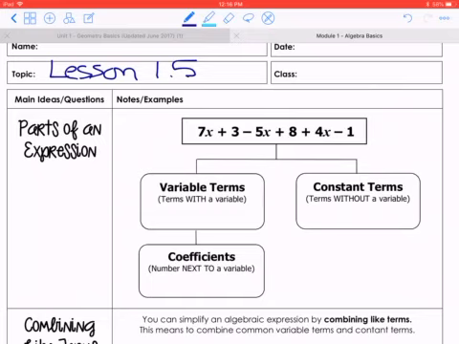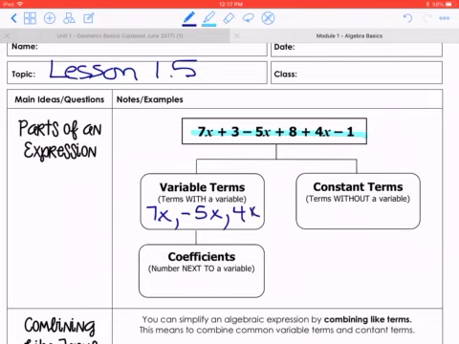All right. So the other day we started talking about how to evaluate expressions, and we talked a little bit in class about the difference between an expression and an equation. Equations have equal signs, expressions do not. Just remember, variable terms are any term that has a variable in it. So it doesn't just have to be variables by themselves. If we look at this example, the variable terms are 7x, minus 5x or negative 5x, and 4x.